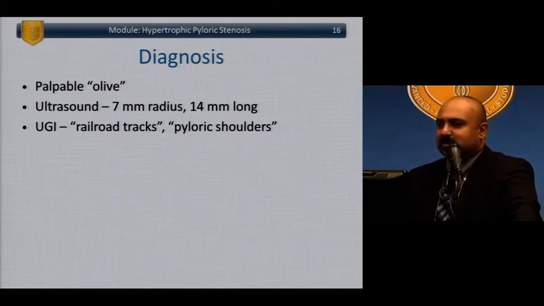In some cases, if the ultrasound is non-specific and the child is having prolonged symptoms, we'll do the upper GI. Or if we have done a pyloromyotomy and the child has continued symptoms, we'll do the upper GI as a post-op test. The upper GI is rarely used nowadays as a primary test.